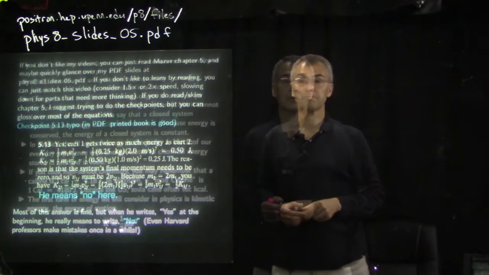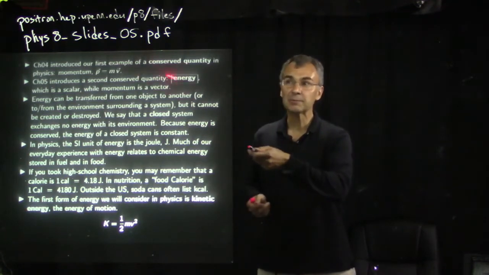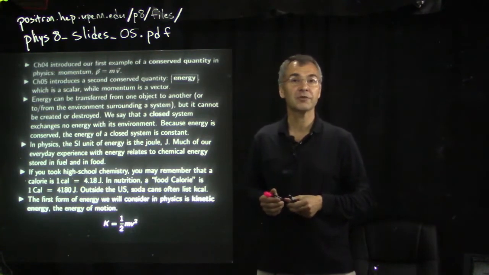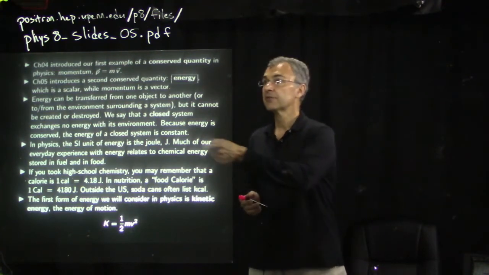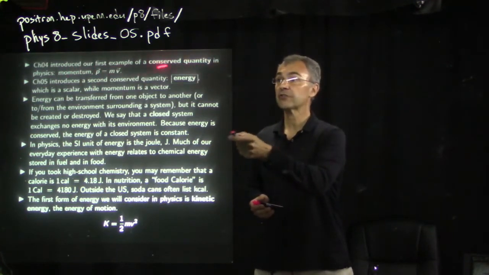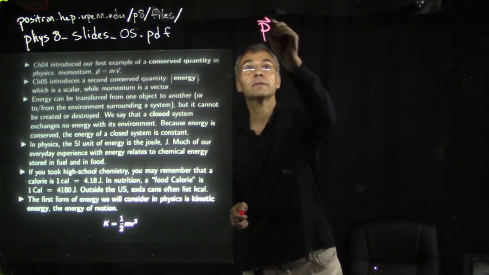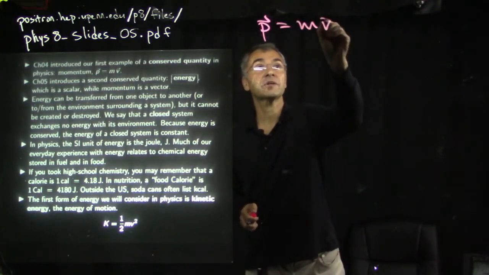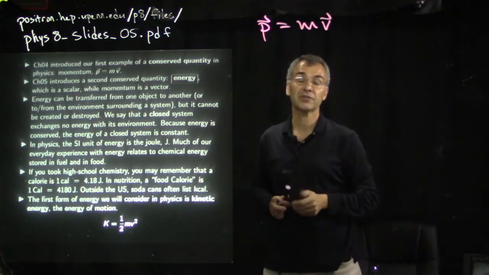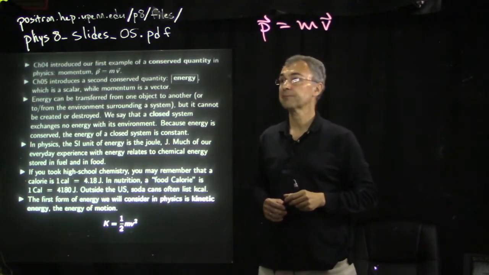That's all. So let me start with some definitions, which is going to be a little bit of a boring set of definitions, but this allows me then no longer to assume that you've read the book. So Chapter 4 on momentum introduced our first example of a conserved quantity in physics. The momentum, P, equals mass times velocity. So the momentum vector points in the same direction as the velocity vector. It's multiplied by the mass, which is a scalar.